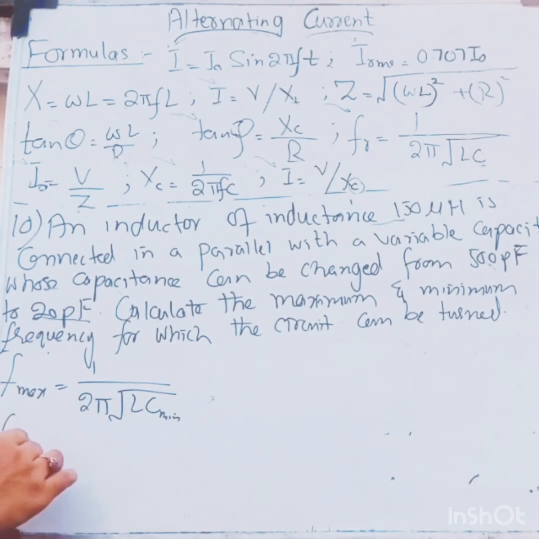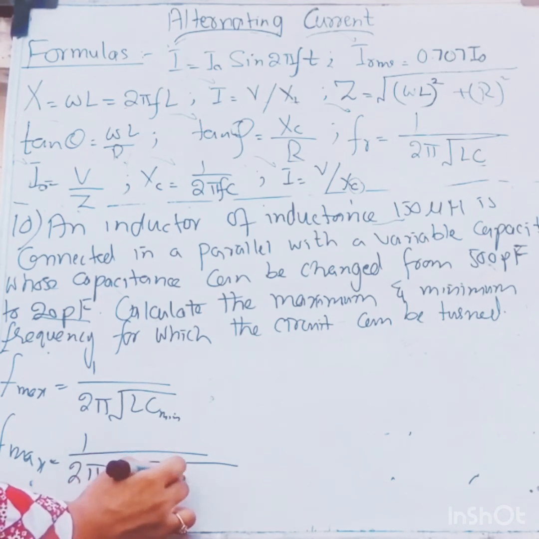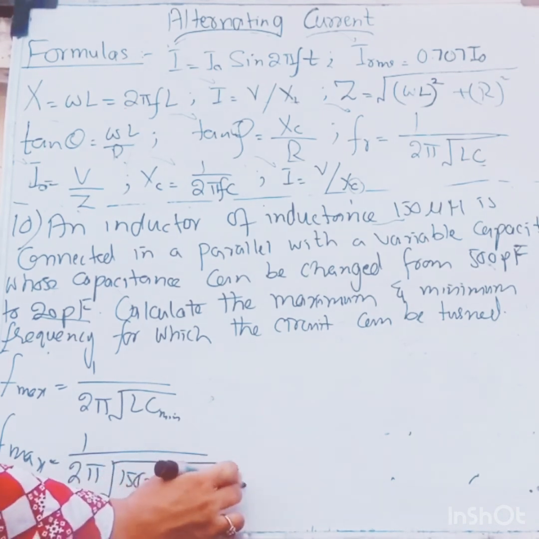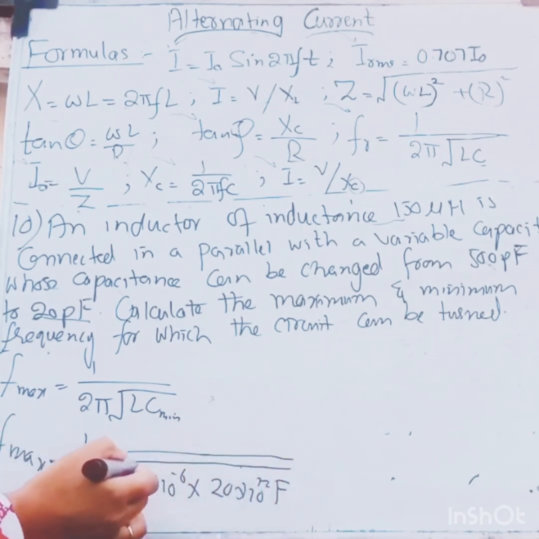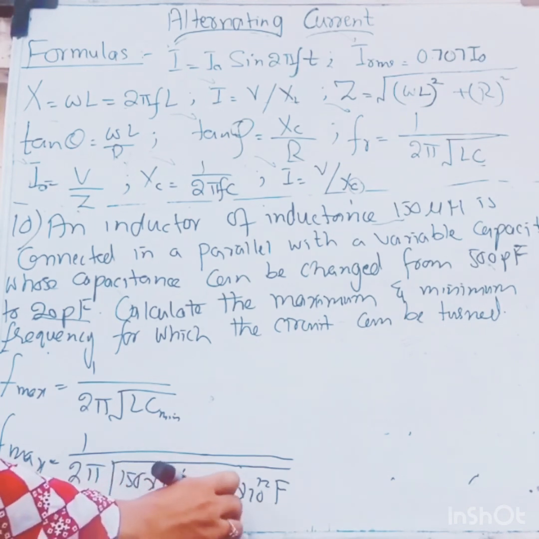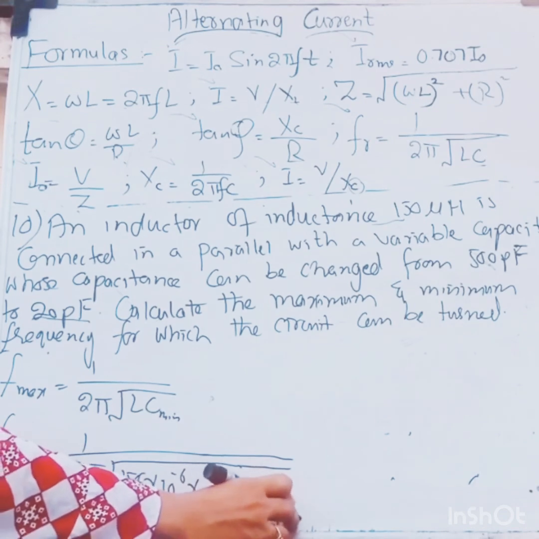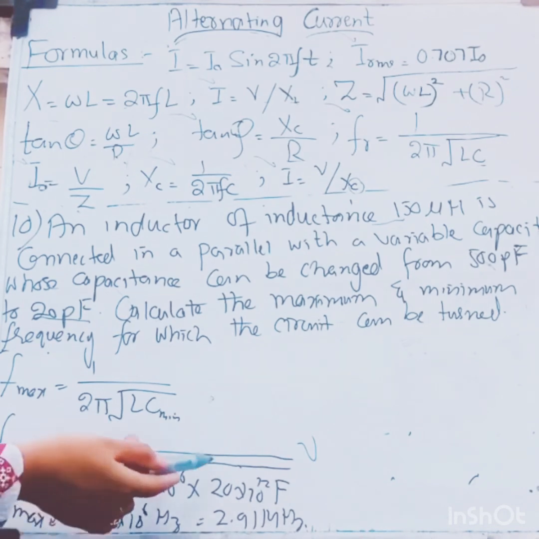F maximum is equal to 1 divided by 2 pi under root L. L is 150 into 10 to the power minus 6 multiplied with 20 into 10 to the power minus 12 F. After simplification, I get F maximum is equal to 2.91 into 10 to the power 6 Hertz, or 2.91 megahertz.